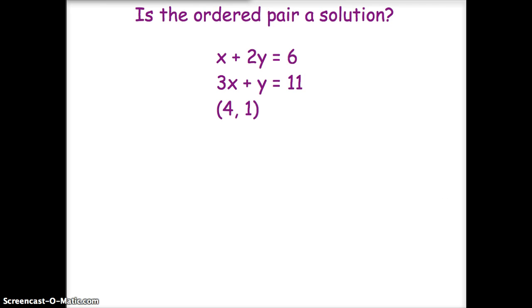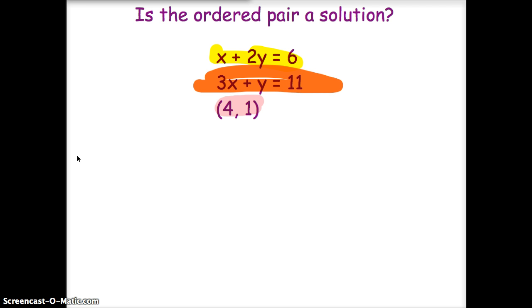First of all, let's talk about what solutions to systems of equations look like. A system of equations is just 2 equations. So here I have x plus 2y equals 6, and we have 3x plus y equals 11. A solution to a system of equations is an ordered pair that satisfies both equations. So that means when I put 4 in for x and 1 in for y in both equations, it should work out. So let's try.